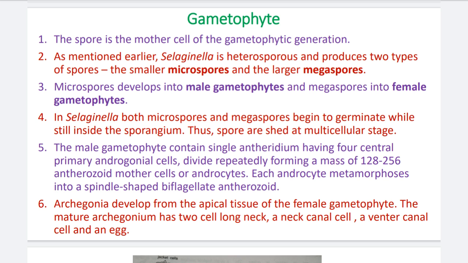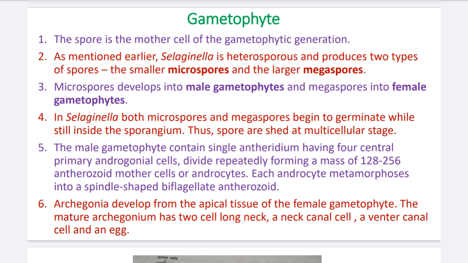Point number 2. As mentioned earlier, Selaginella is heterosporous. Heterosporous means what? In its entire life cycle, it produces spores whose structure is more than one, meaning they produce 2 different types of spores. How can we separate these spores? In pteridophytes, some spores are smaller in size, some are larger in size. Smaller are considered microspores, larger are considered megaspores. Selaginella is heterosporous and produces 2 types of spores, the smaller microspores and the larger megaspores.